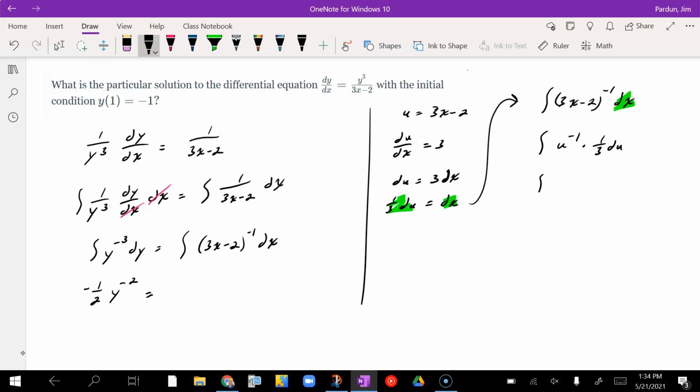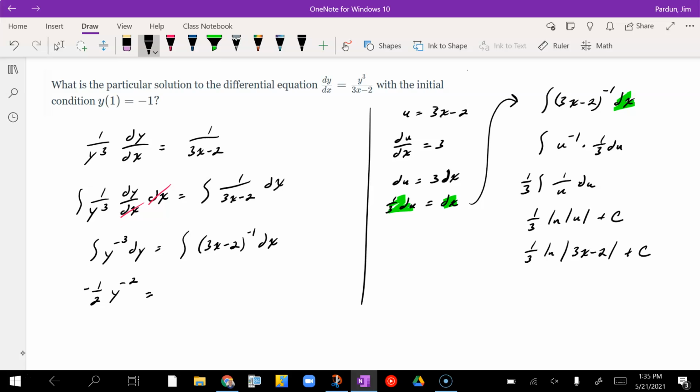So here's the key. When you have, I'll put the 1/3 out here, when you have 1 over u, that's the signal that you need a special antiderivative. So your antiderivative of 1 over u is natural log of u, and we'll put the plus c in there. Okay, so now I'm going to go ahead and back substitute. So I get 1/3 natural log the absolute value of 3x minus 2 plus c.